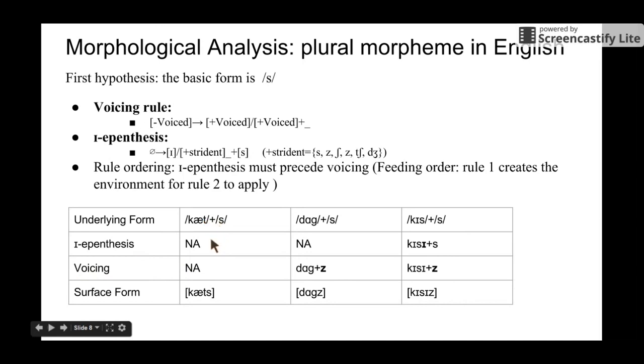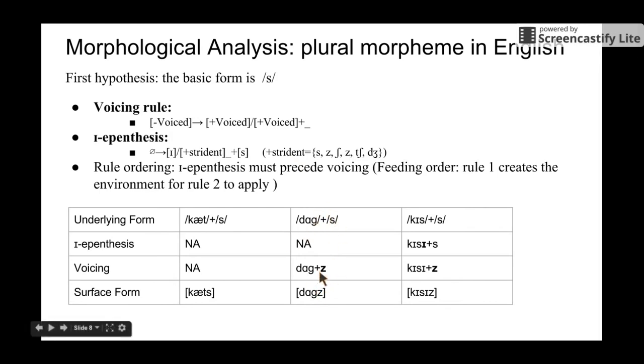And for voicing, this is not the environment for voicing, right? Because the environment for the voicing rule must be following a voiced sound. Here, t is a voiceless sound, so the voicing rule does not apply. Here we have the right environment, right? Because g is a voiced sound, so the voicing rule applies to this one.